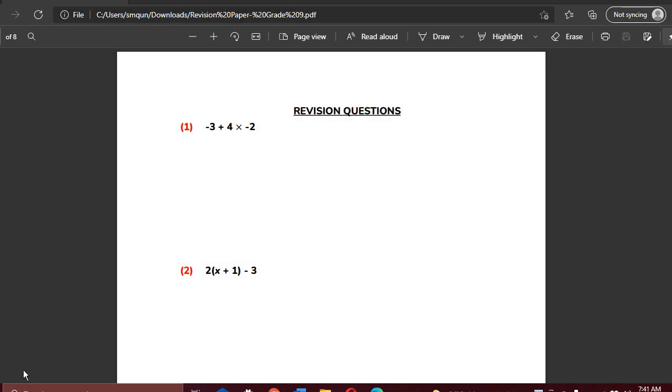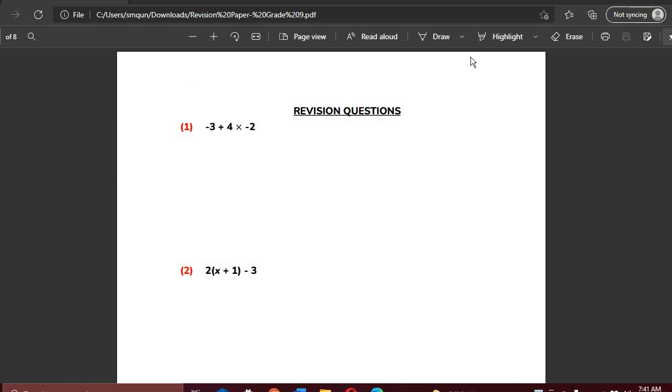Okay, so we're going to be going through some revision questions. The first one, you're just given an expression to simplify. So when you have more than one operation in the same expression, you have to ensure that you use BODMAS or PEMDAS. PEMDAS just means parentheses, exponents, multiplication or division, then addition or subtraction. So you have to do it in that order.